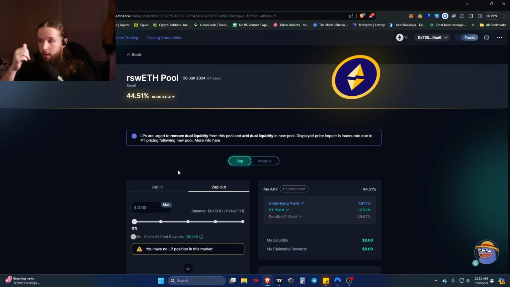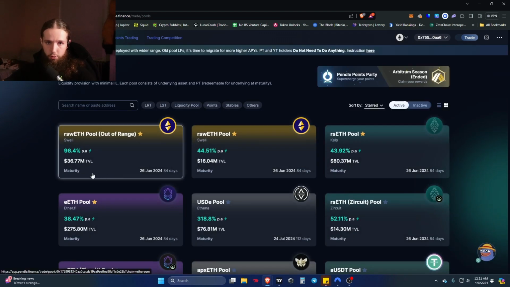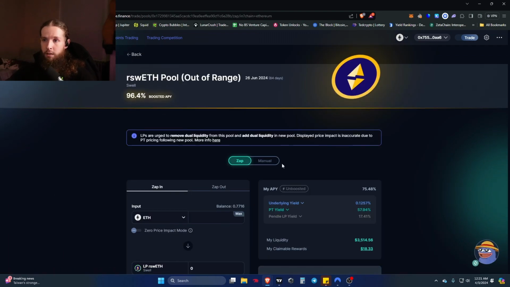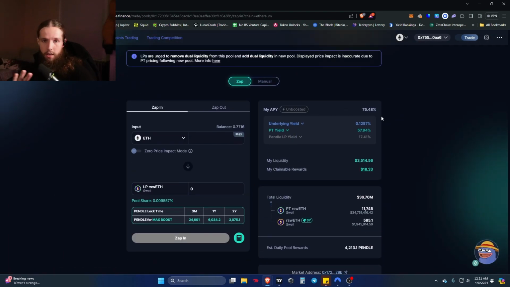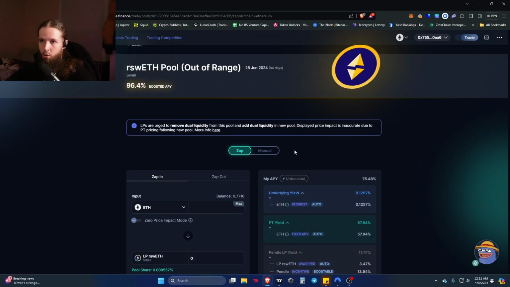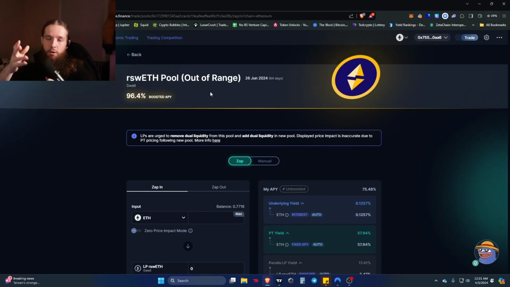Zapping in and out on the out of range pools is a good way to lose, basically. So obviously you can't even use the out of range pools, but if you're in a pool and it goes out of range, best practice is you can just stay in, nothing will change. If you leave it in until the pool matures, you'll get your tokens back regular, no change. You just will stop earning swap fees on the pool once it is out of range because nobody's trading the YT and PT tokens in that specific pool anymore. That's why they created the new pool.